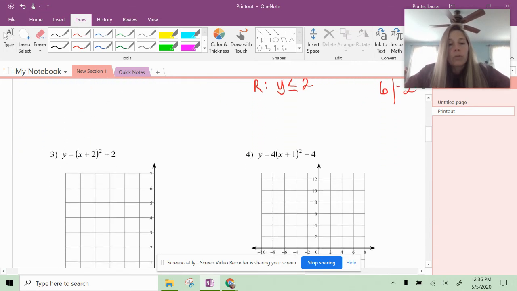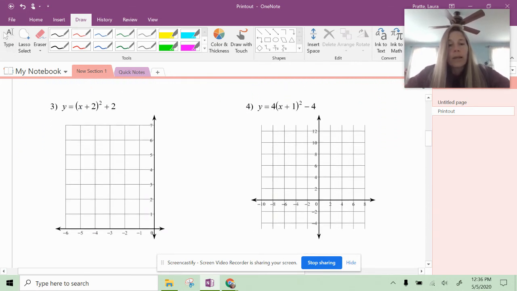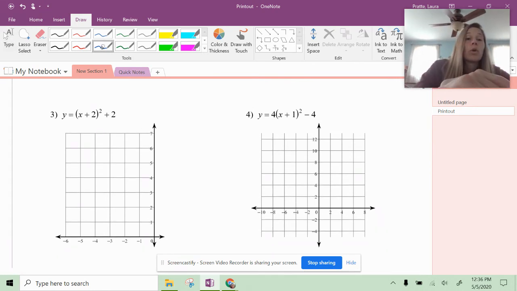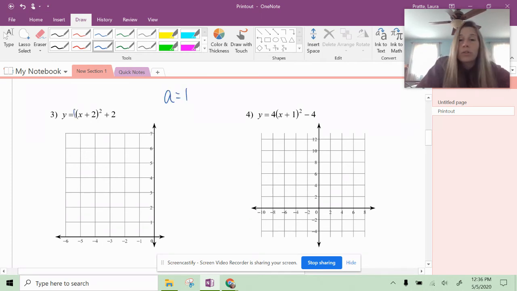All right, so I'm going to do 2 more, and then hopefully that kind of gets you going with the hang of this. And we're going to do this again on Thursday, so no worries if you're still kind of confused. Okay, so the A value here is a +1 since there's nothing in front of the parentheses, which means it's going to open up.